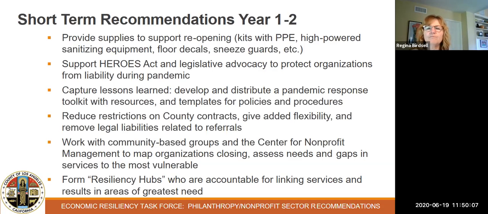Hopefully to give some flexibility around liabilities related to referrals for service providers, and work with the community-based groups and the Center for Nonprofit Management to map what's happening with nonprofit organizations, mapping the closing, assessing needs, trying to overlay what's happening, where money's going if it's happening in the most vulnerable neighborhoods. But we also thought it might be a great idea, since we're all hoping that real change happens, that we need to commit to being accountable for linking services in areas of greatest need. So we called them Resiliency Hubs.